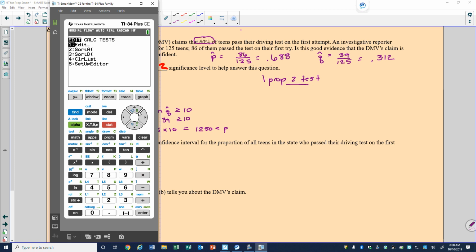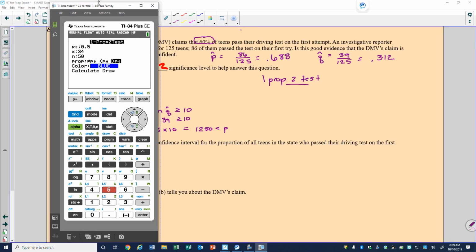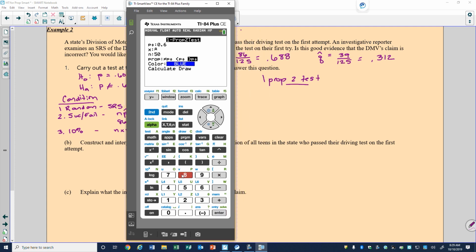I'm going to go to stat, and I'm going to go over to test, and I'm going to choose number 5. My null hypothesis for this problem, we assumed from the very beginning that the DMV was correct, which was 0.6. In our result, we got 86 kids that passed the test the first time out of a sample size of 125. The alternative hypothesis we chose was not equal to.